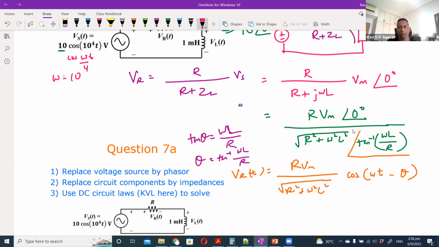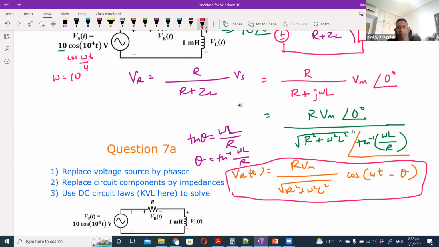Okay, so this is just to make sure that you understand all the complex number concepts correctly. So the total phase angle is, again, the numerator is 0, so 0 minus theta, so that's why you have the minus theta here. The omega t is the original omega t that is already from the source.